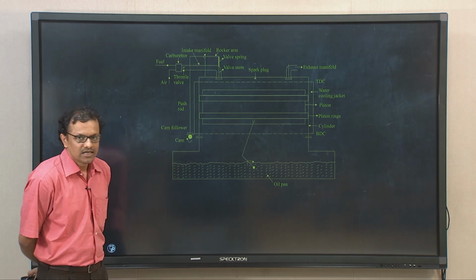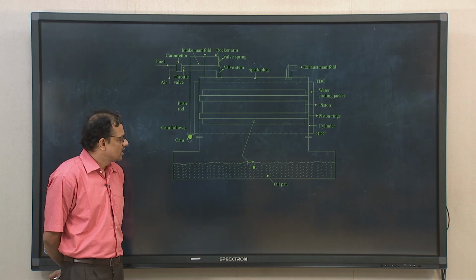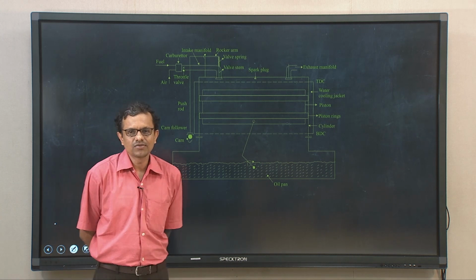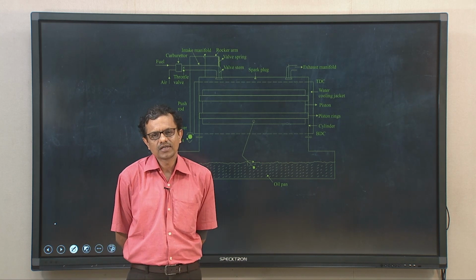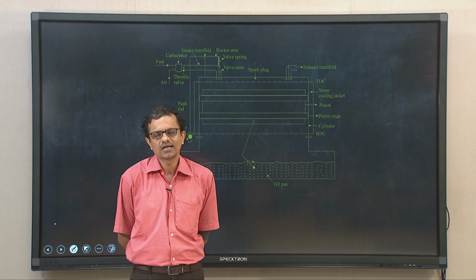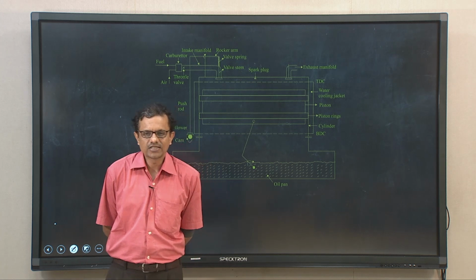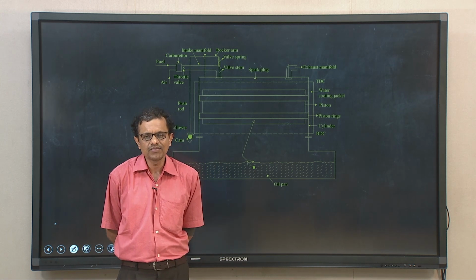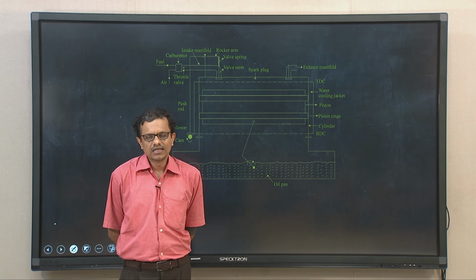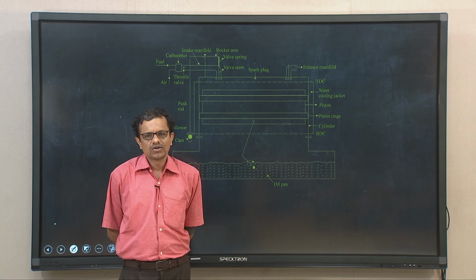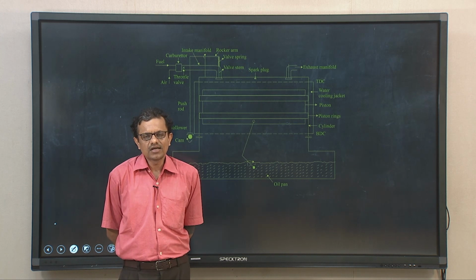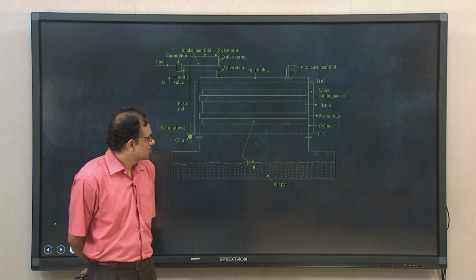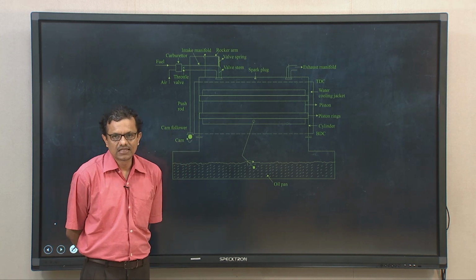So, today let us discuss about another important subsystem, to be precise, though I am referring to system because all these are subsystems. If we assume that engine is a system, rather mechanical system, then ignition, lubrication, cooling, all these are subsystems. So, today we shall discuss about the lubrication system.